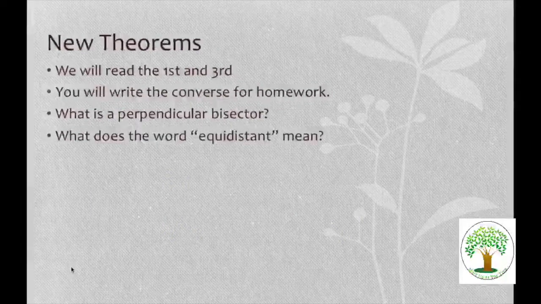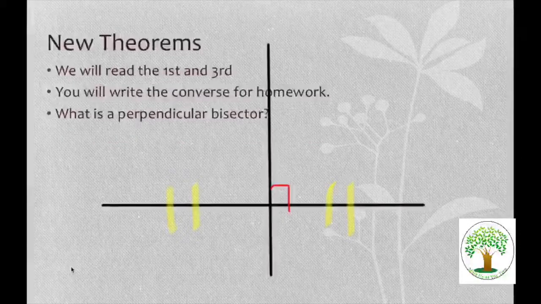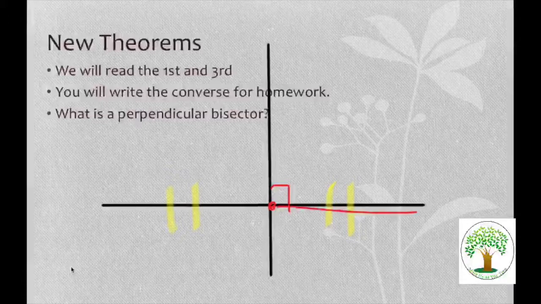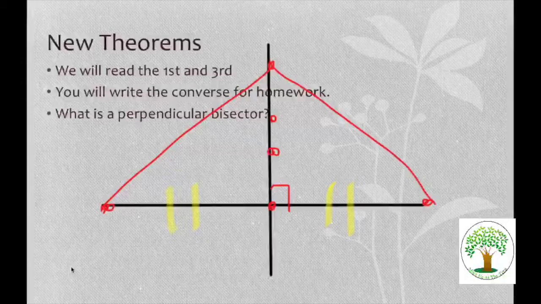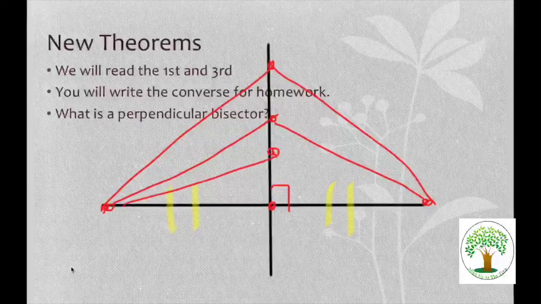What does the word equidistant mean? Equal distance. It's two words put into one. It's an equal distance. So in the picture I had a moment ago, this point right here is equidistant from the endpoint down here and this one down here. The cool thing about it, which you guys just told me, is that any point on this perpendicular bisector is equidistant from the endpoints.